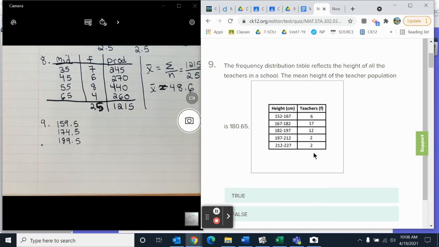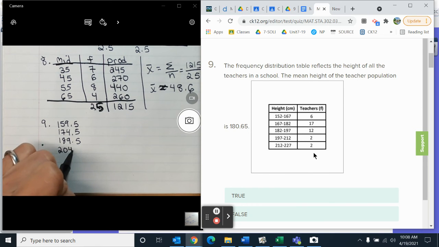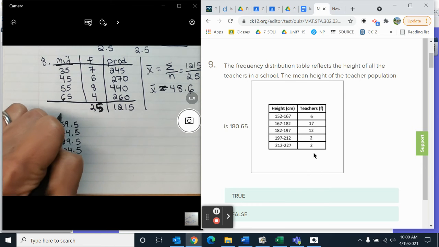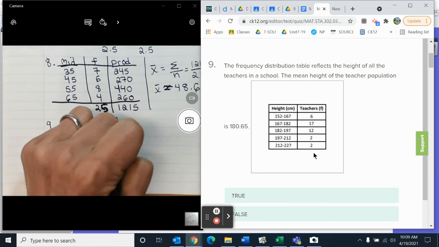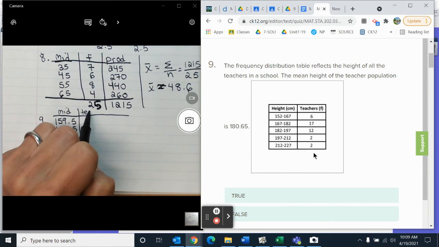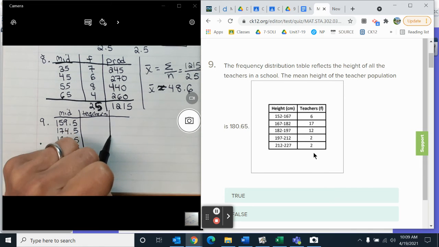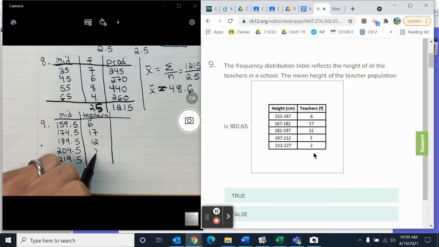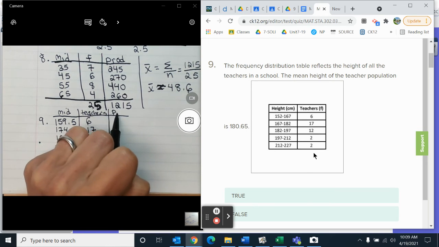And 197 plus 212, divide by 2, 204.5. And this last one should be 219.5. 212 plus 227, divide by 2, 219.5. So these are the midpoints. Our frequencies, or the number of teachers, 6, 17, 12, 2, and 2.